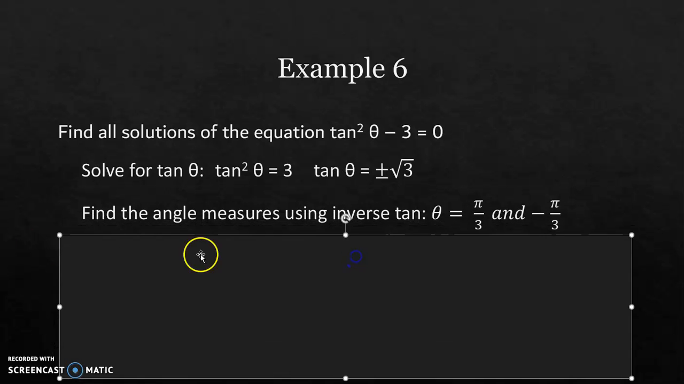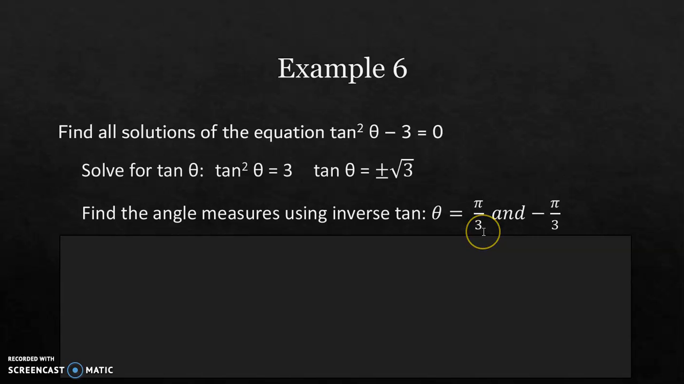In the unit circle, we find out that pi over 3 has the positive square root 3 tangent, and negative pi over 3 has the negative square root 3 tangent. And I use the negative pi over 3 instead of negative 5 pi over 3 simply because that is the domain for the range for the inverse tangent function. Inverse tangent is negative pi over 2 to positive pi over 2.